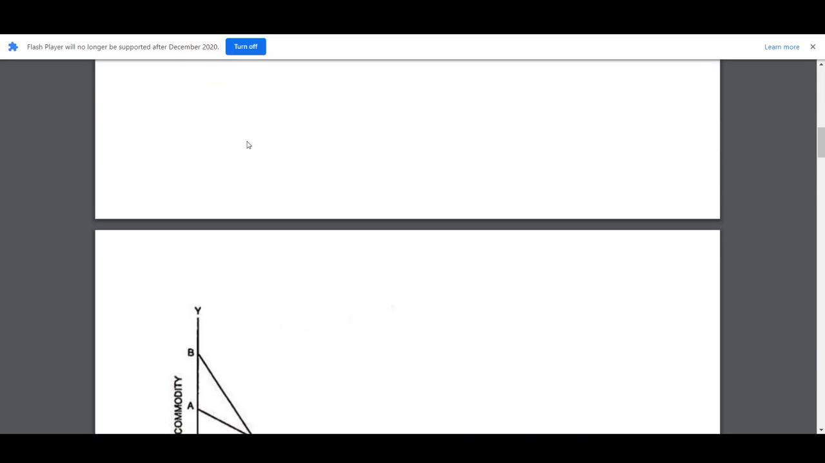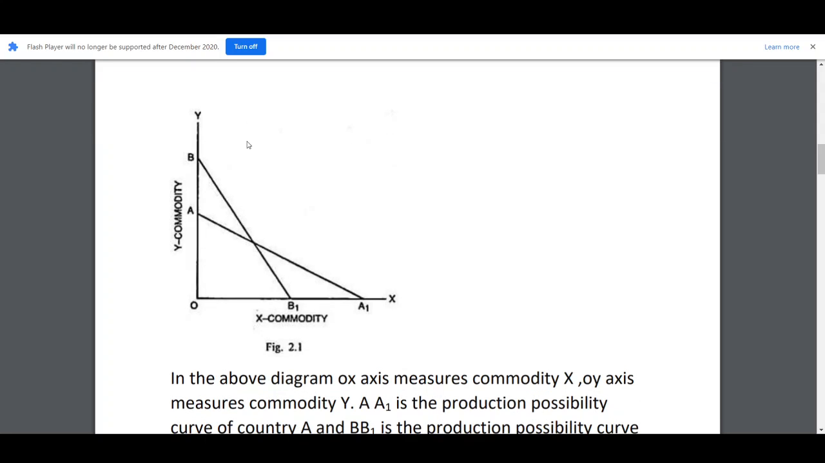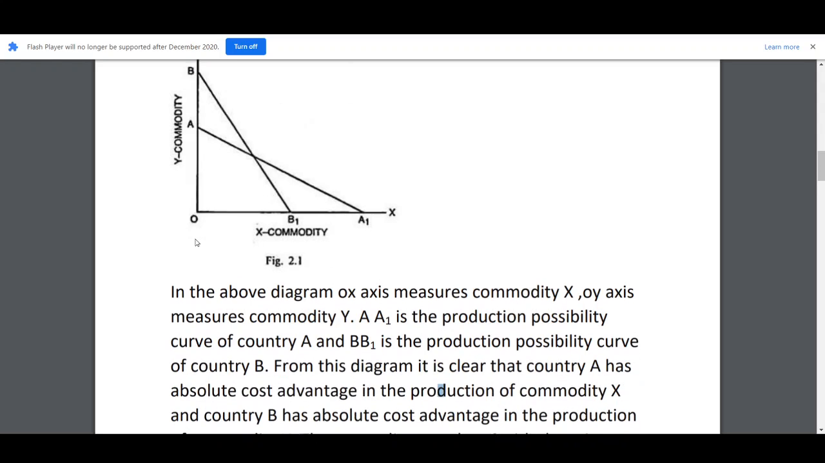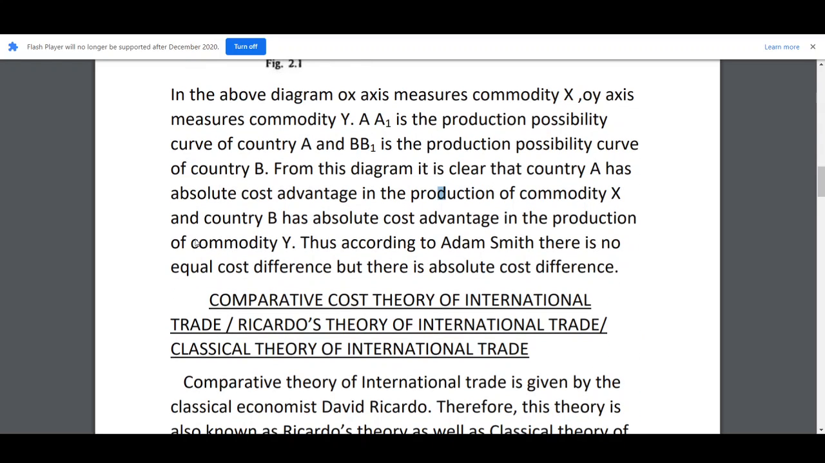Sorry. In which commodity does country B have more advantage? In the production of commodity Y. So country A can produce more and more units of commodity X, and country B is producing more and more units of commodity Y. Thus, according to Adam Smith, there is no equal cost difference, but there is an absolute cost difference, and international trade is based on this absolute cost difference.